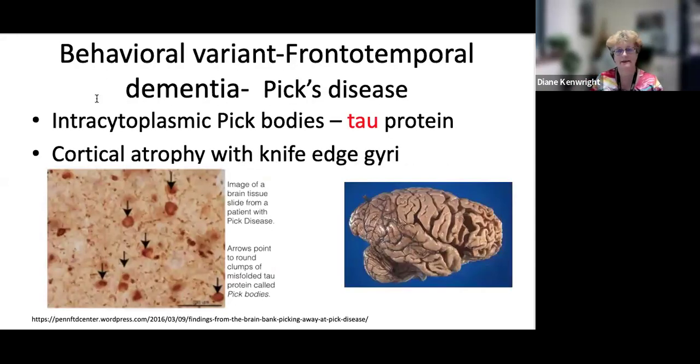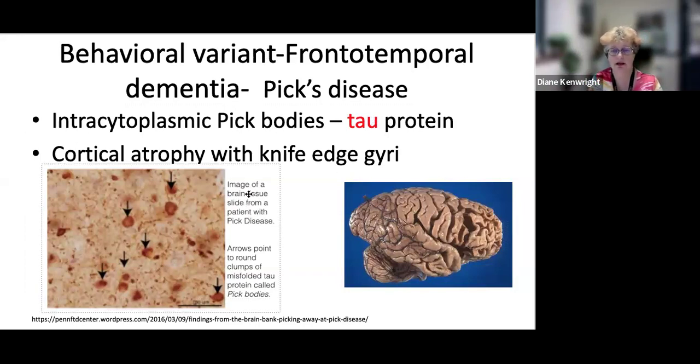Okay, so I'm going to call it Pick's disease rather than behavioral variant frontotemporal dementia because it's easier to say. It's also a tau disease. But this time, the tau does something else. Rather than forming these flame-shaped clusters associated with neurofibrils, instead we get Pick bodies.